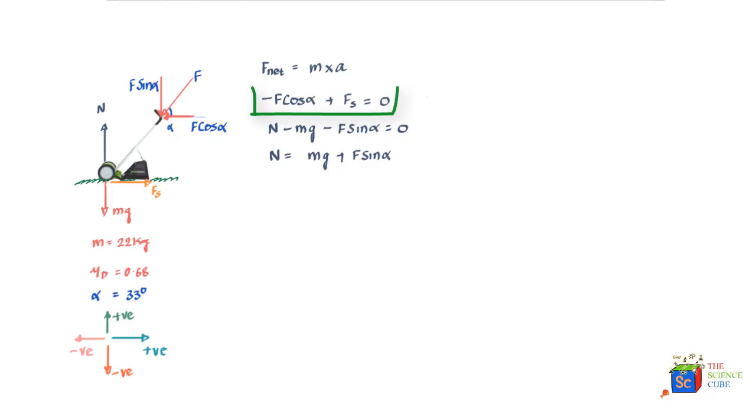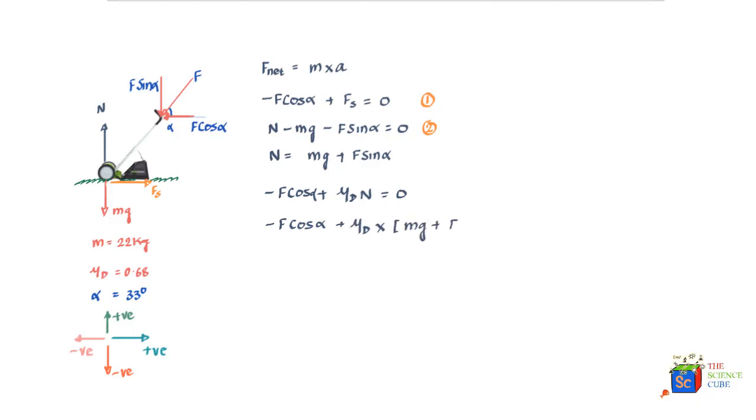Now, getting back to this equation, let's go ahead and label this as equation one, and this was equation two. So getting back to equation one, what we have is minus F cos alpha plus the force of friction, and Fs would be nothing but mu d into the normal reaction should equal zero, and we've calculated N as mg plus F sine alpha. So if you substitute the value of N in this equation, what you get is minus F cos alpha plus mu d into mg plus F sine alpha should equal zero. And if you solve for F, what you'll get is F is equal to mu mg divided by cos alpha minus mu sine alpha.